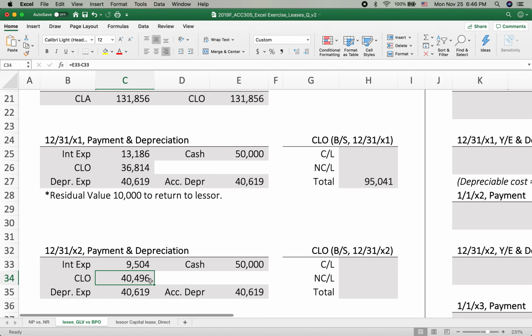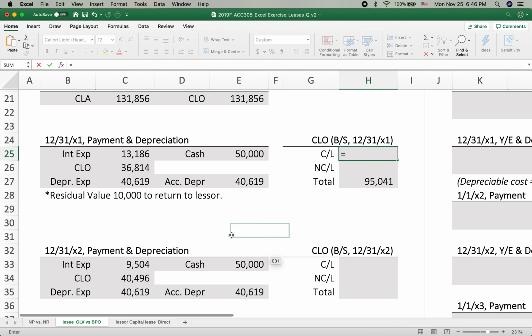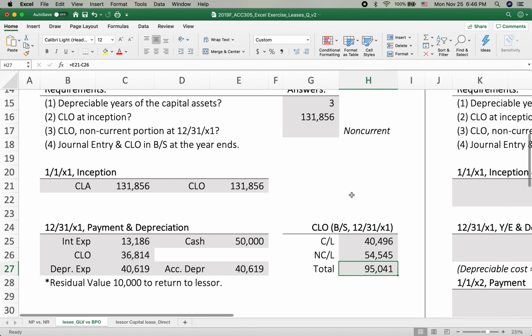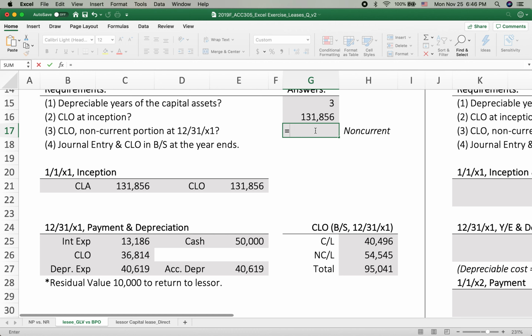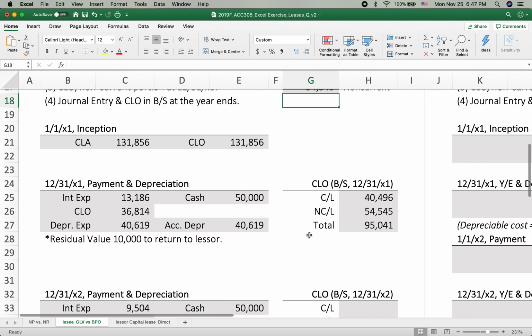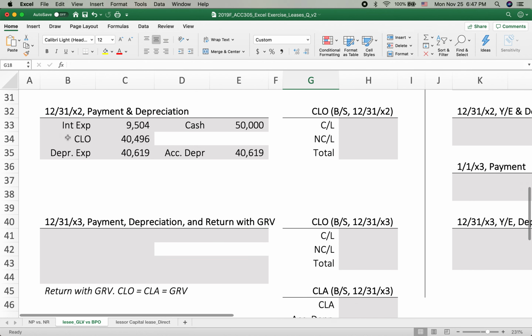So the capital lease obligation is the principal the lessee should reduce from this amount. So we should recognize the current portion of the capital lease obligation of this amount, because this amount will be paid within 1 year. So non-current liability is automatically the difference between the two. We can just plug in, and then we come up with this December 1st non-current portion, which is $54,545. Then that's it.